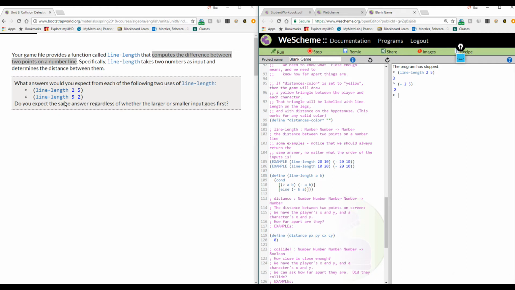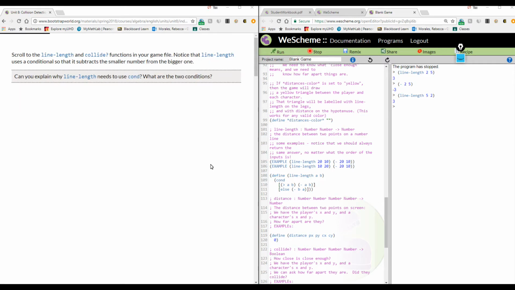And then it says line length 5, 2. Okay, then I have 3. Again, so 2, 5 and 5, 2 give me 3 for both. That doesn't exactly match what I'm seeing with these two examples, so we need to look at this a little bit deeper. That deeper consideration comes when you read through what the next slide tells you, and what you're seeing here.